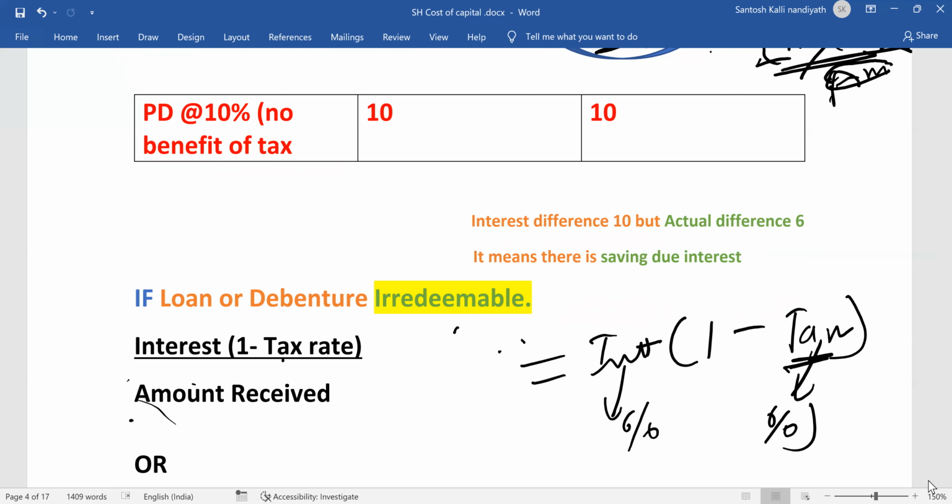Perfect. So we are now discussing a terminology I'm mentioning. We are discussing the debt which is irredeemable. What is the meaning of irredeemable? It means a debt will always continue. You are not going to repay the principal.